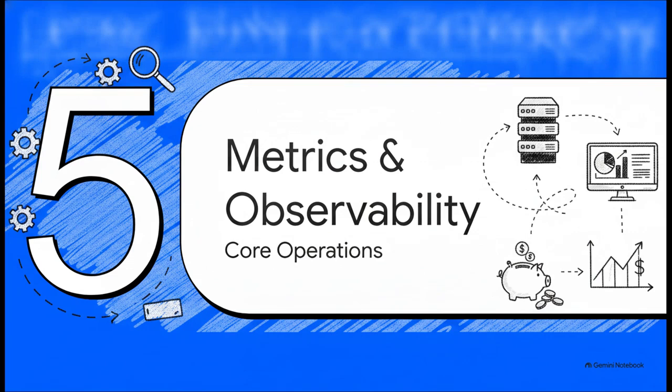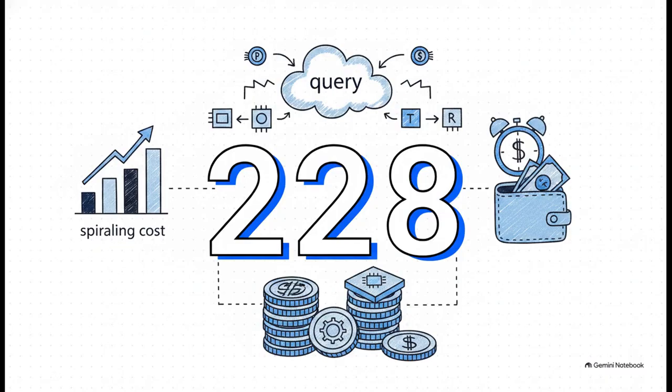Finally, Section 5, the Operations, focusing on observability and core metrics. We've built a highly capable agent, sure, but we aren't done until we can monitor exactly how it's performing in production. Check out this number, 228. This represents the token usage from a single query mapped in our logs.